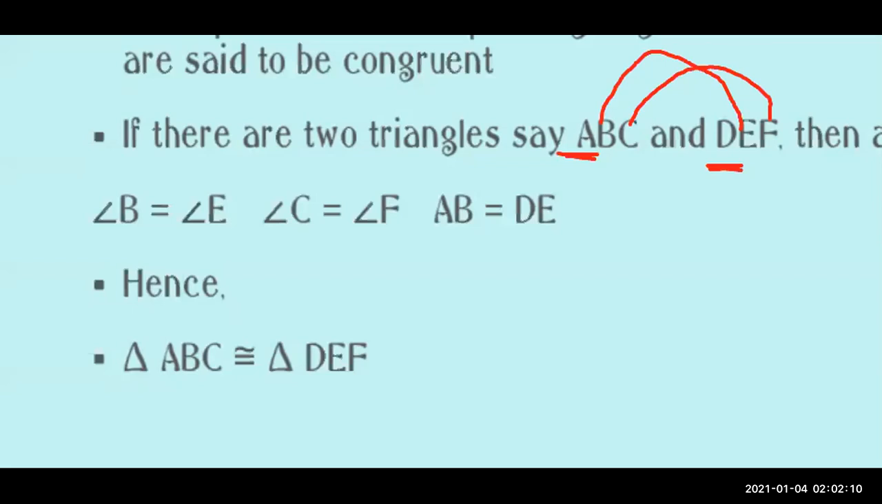Mostly there should be two angles and one side. The two angles are angle B and angle C, and angle E and angle F. One side is AB and the other side is DE. So what type of test is this? It is the angle side test. So here triangle ABC is congruent to triangle DEF.